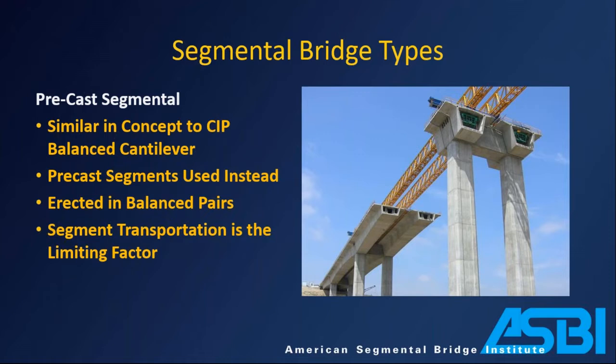Now we talked about balanced cantilever for cast in place. You can also do balanced cantilever with precast. So very, very similar in concept. The difference being that instead of casting these segments in the cantilever as you go, you are casting them elsewhere and you are assembling them in cantilever. But the idea is the same. You're adding a segment to either side, working your way out in a balanced cantilever, stressing cantilever tendons as you go to combat that negative moment.